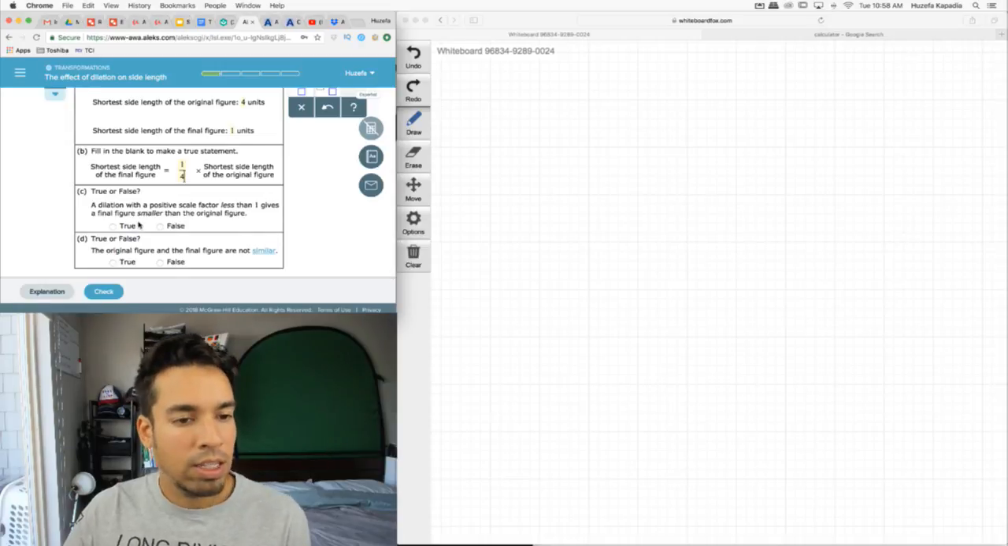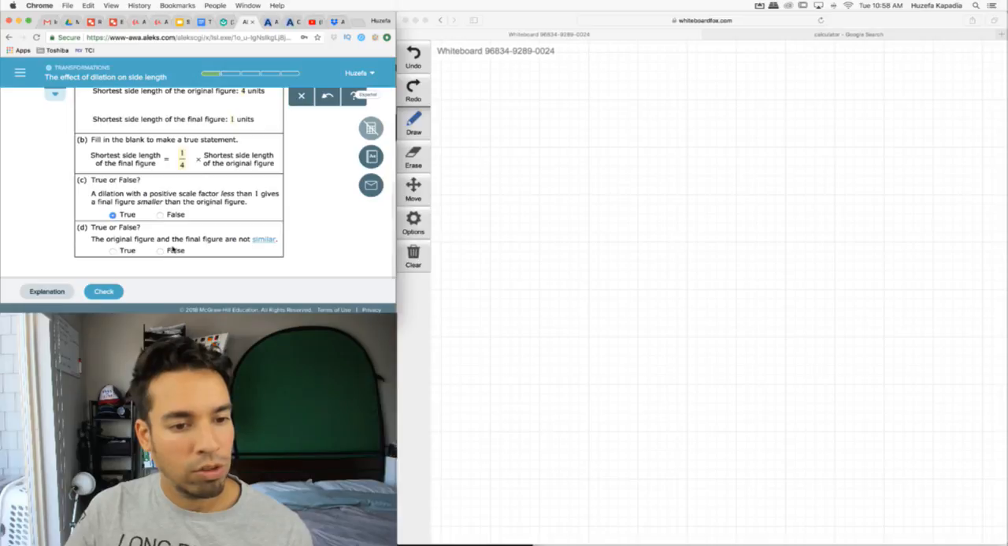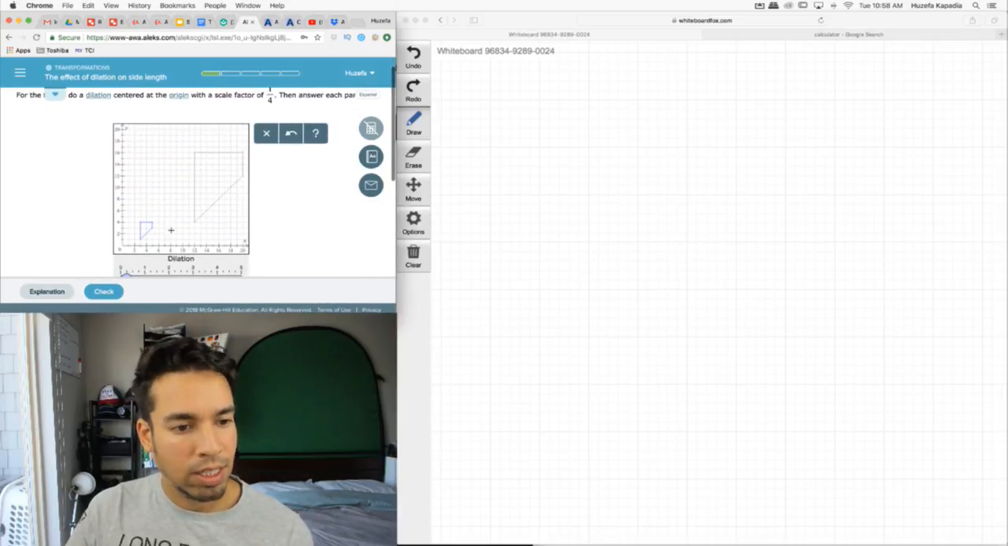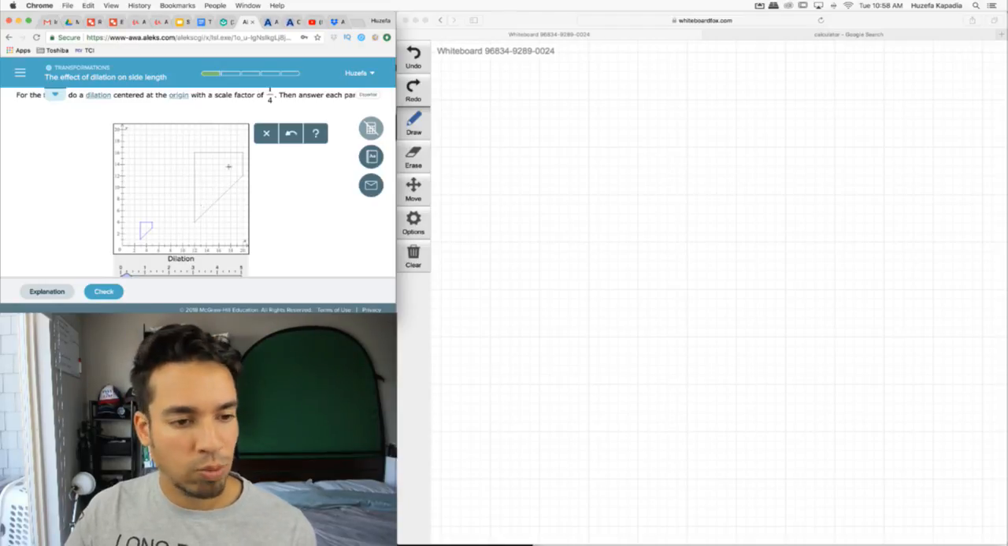A dilation with a positive scale factor less than 1 gives a final figure smaller. Yes. The original figure and the final figure are not similar. That's false. They are similar, right? You can see that the angles are all the same. They look the same, just one is miniature.